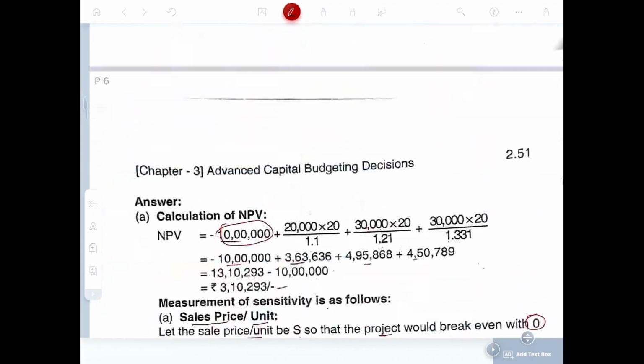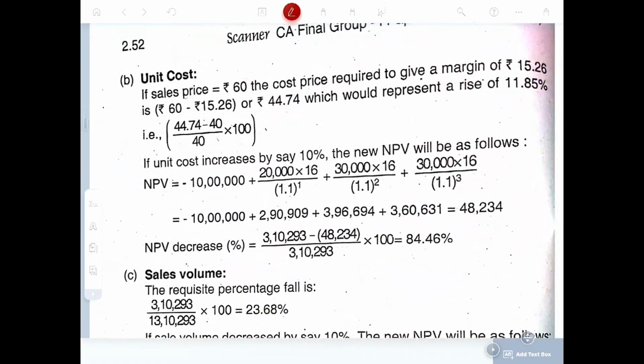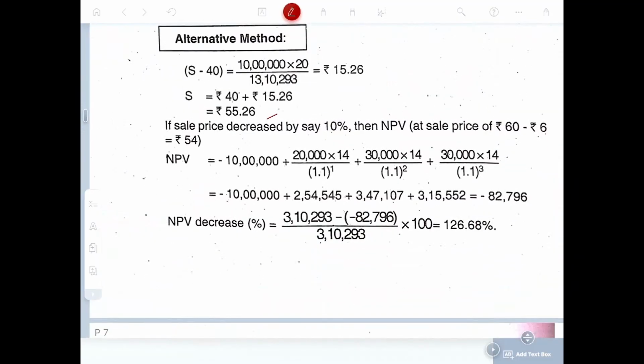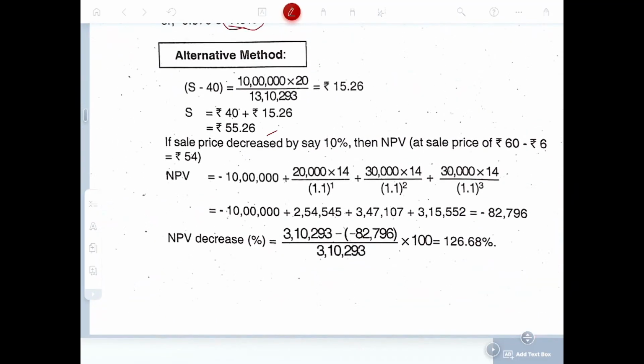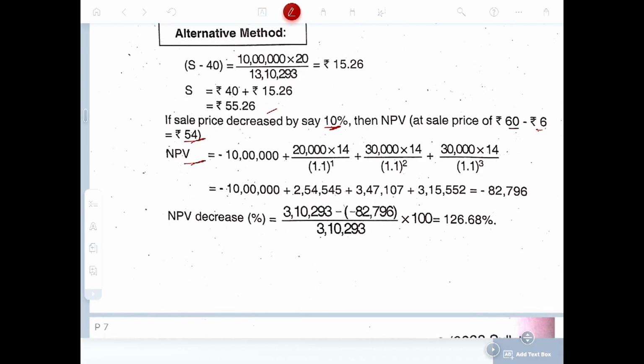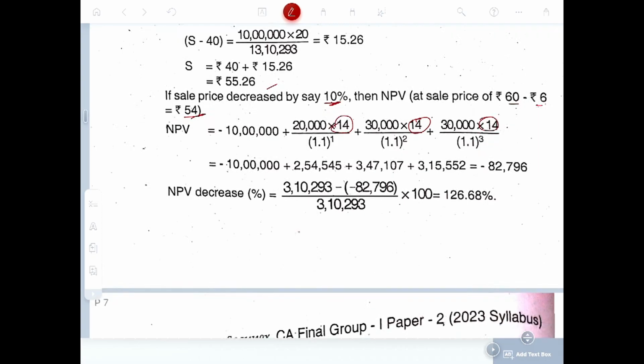Second question, unit cost. The sale decreases by 10 percentage. Net present value 6 lakhs 54. So 54 right now, 14, 14, 14. The profit only we will have. Then the net present value decreases by 126 percentage. Okay. Oh my God.